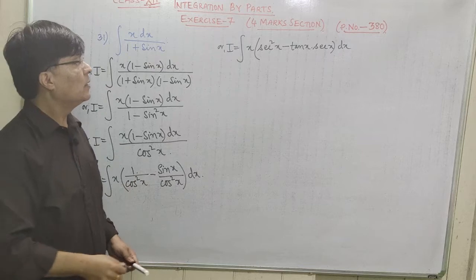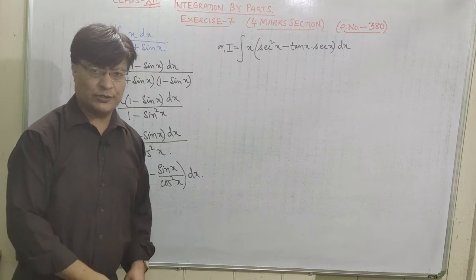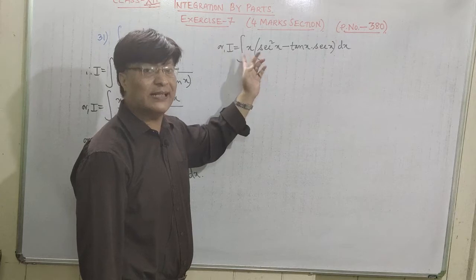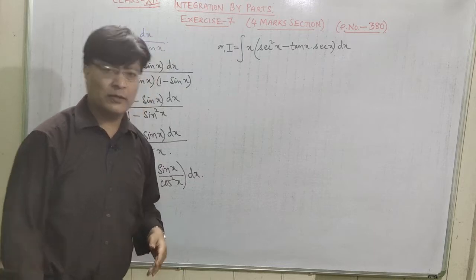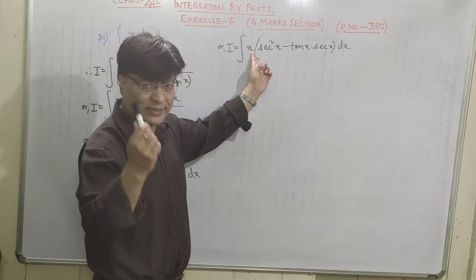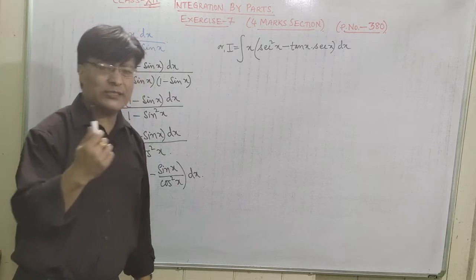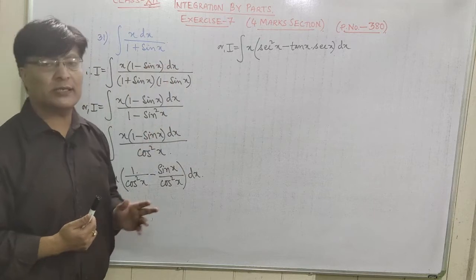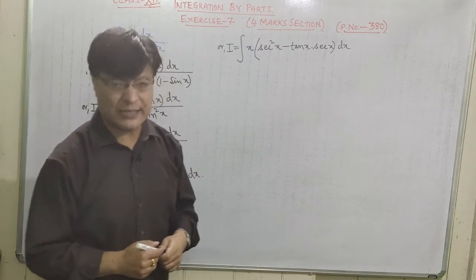Is that clear? Now you know that this is the integration of the product of two different functions. Okay, so you have to use integration by parts. Here x is the algebraic function, and sec square x minus tan x sec x is the trigonometric function. So which letter comes first in the word ILATE? A comes first. That is, the algebraic function is the first function in this case. That is x is the first function and sec square x minus tan x sec x is the second function.